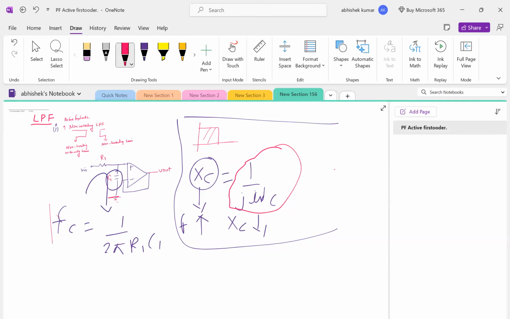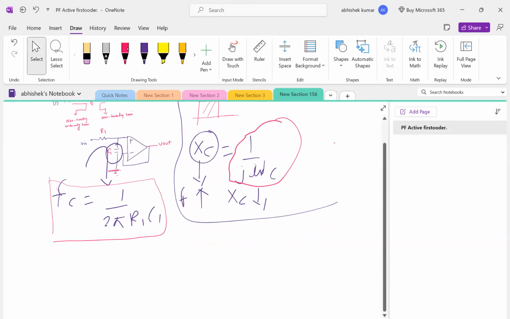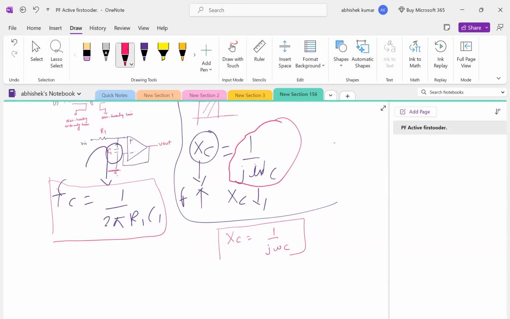And the j omega, what is that formula? See, reactance is Xc equal to 1 by j omega c. What is the notation there? j is just the complex number, like i in our complex number.